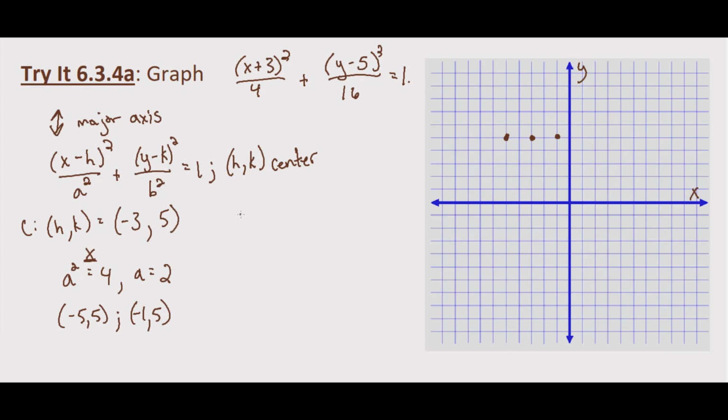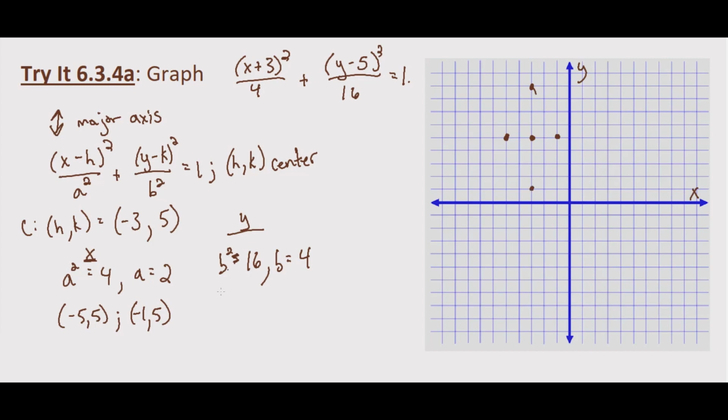So now we do the same thing with our major axis vertices. We know b squared equals 16. So that tells us that b equals the square root of 16, which is 4. So we go up and down from the center 4. So 1, 2, 3, 4. And 1, 2, 3, 4.